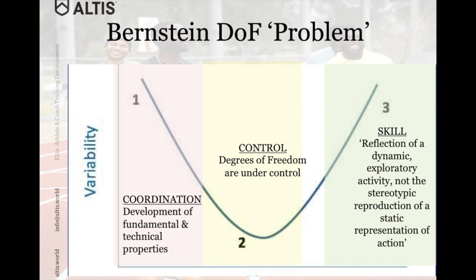Then once we reach skill, defined by Newell as a reflection of a dynamic exploratory activity, not the stereotypic reproduction of a static representation of action. So here we have the masterful mover who can execute the skill in a wide variety of environments. Now these 3 different models won't match up perfectly with each other, but hopefully by understanding all 3, we can start to pinpoint where some gaps may be and develop ideas of how we can take an athlete from stage 1 to stage 3, from the cognitive stage to the autonomous stage, or from coordination to skill.